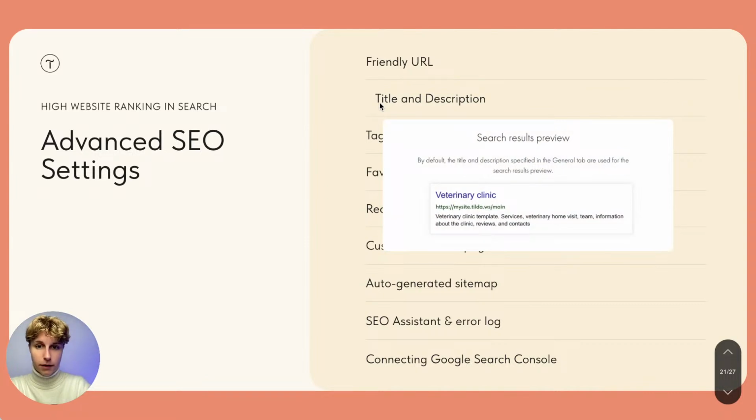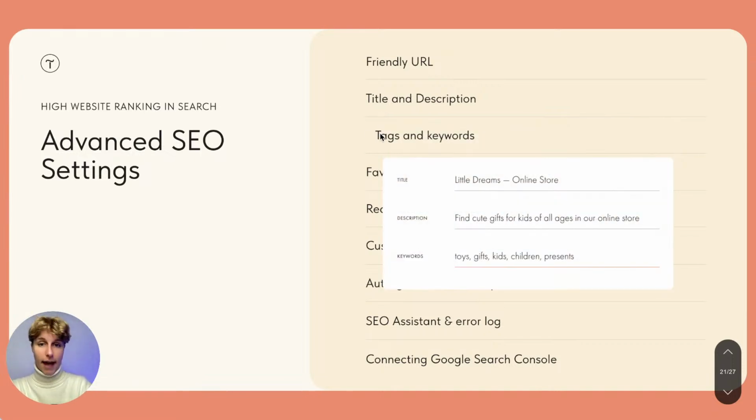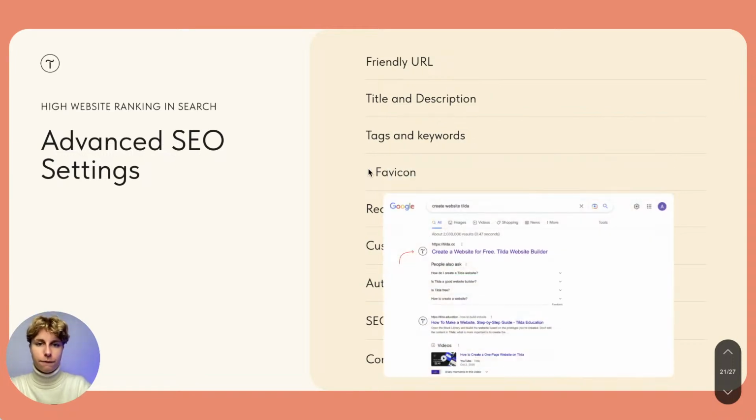Title and description. This is something that people see in the results on Google, right? This is also totally customizable. You can also add tags and keywords. The favicon is the little image that appears next to the website on Google results. Okay, here is the example.